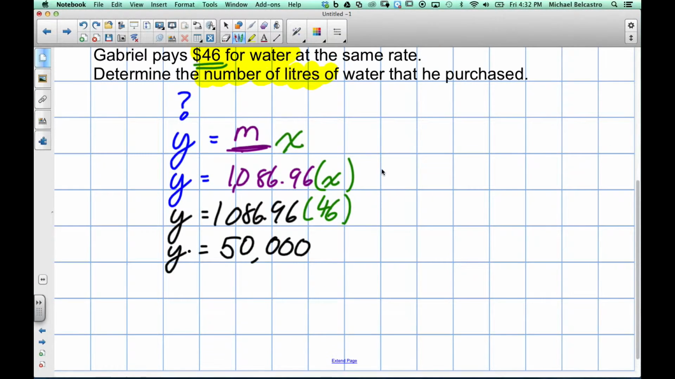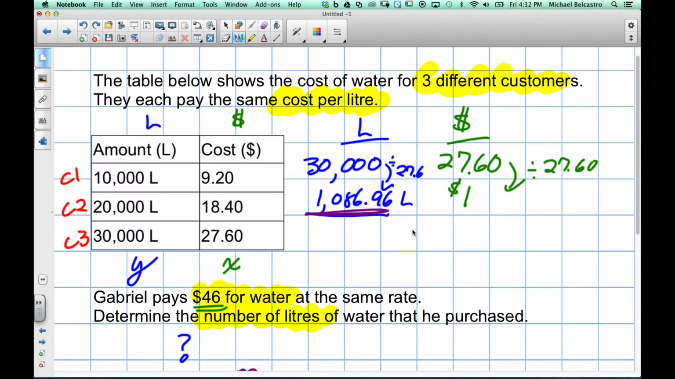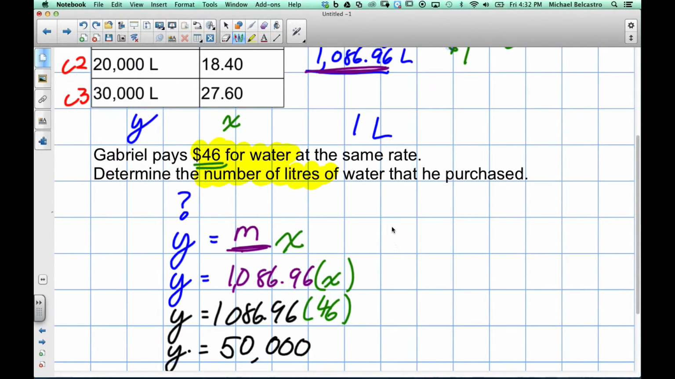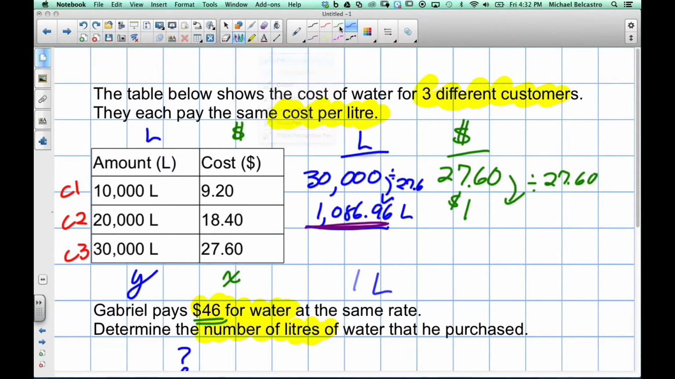Now, we could have done this another way. You see how we reduced our dollar amount to $1? We could have reduced our liter amount to 1 liter. So let's go through that same process and see how we build the equation algebraically. We'll take the exact same customer, who had 30,000 liters. We want to reduce this to 1 liter. The amount they paid was $27.60.